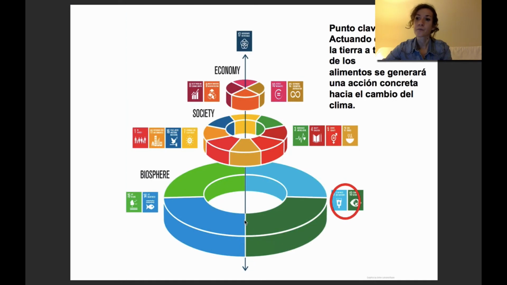So we really see that if we act on water and land through food and through the way we produce food, then we have really concrete actions on climate change. This is a very fundamental problem. So we have to think of how we produce food and how it affects natural resources, because that is going to have very direct consequences on climate change and its effects.